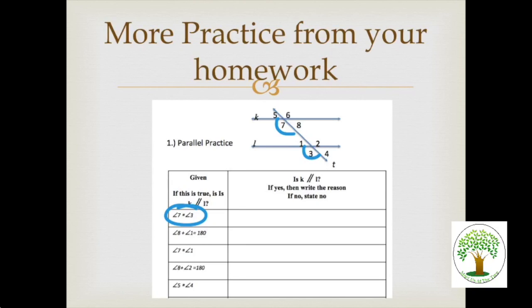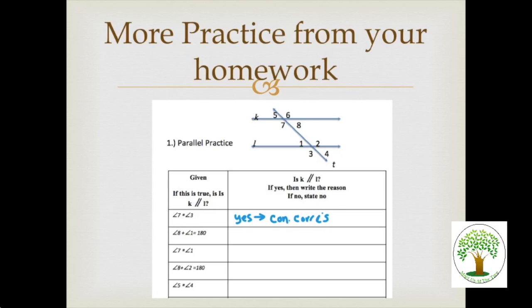All right. So what kind of angles are 7 and 3? Corresponding. So if I say yes, I'm going to have to, let me clear the screen here. Yes. And the reason? Converse of corresponding angles. Very good. We have to have converse, corresponding angles. And you want to say postulate at the end if you want. It is a postulate and not a theorem. Now, 7 and 3 are not congruent when we go to the next one.